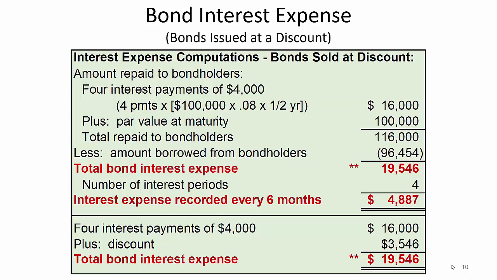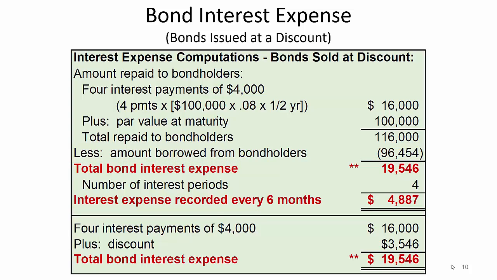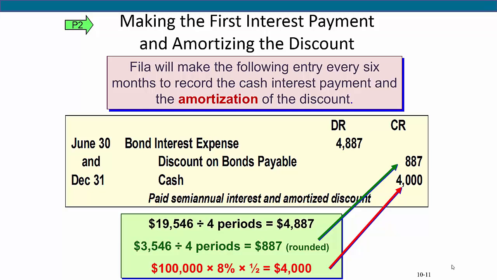Since the $4,000 we pay semi-annually is not FILA's actual interest expense, what do we do? What amount of interest expense is recorded when the semi-annual payment is made? And that's easy. Divide the $19,546 in total interest expense by 4 payment periods to get $4,887.